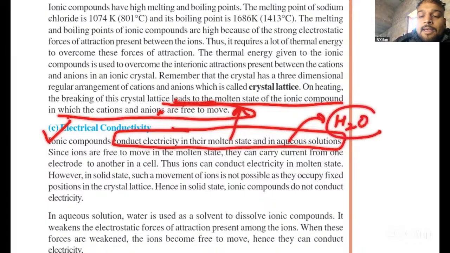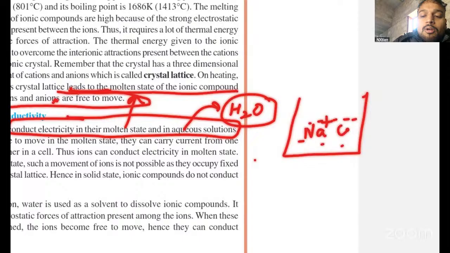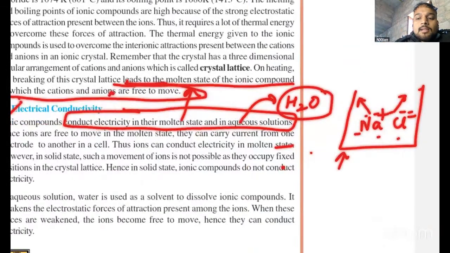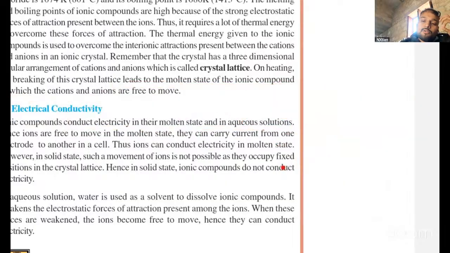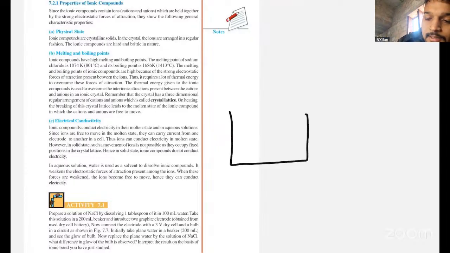So when in water, for example, if we add this cation and anion, this Na plus and Cl minus, they both will again segregate. Hence, the NaCl will form. And see what will happen in the aqueous solution and in the molten state. We will learn this. Okay. So for example, we have this thing.